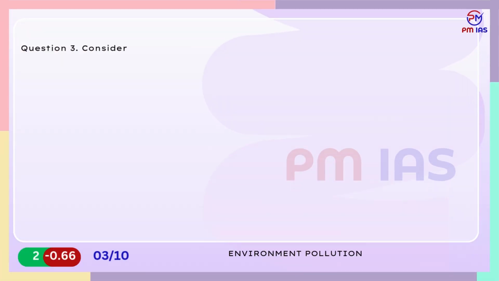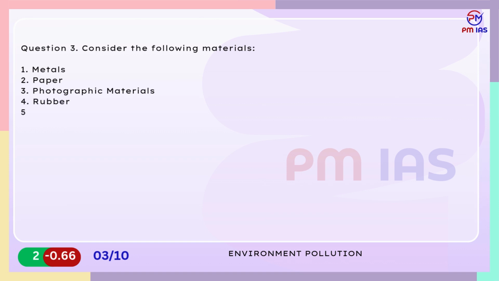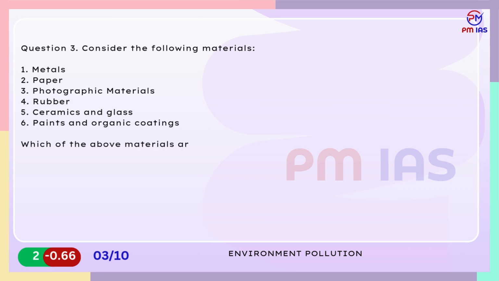Question 3. Consider the following materials. 1. Metals. 2. Paper. 3. Photographic materials. 4. Rubber. 5. Ceramics and glass. 6. Paints and organic coatings. Which of the above materials are damaged by acid rain?